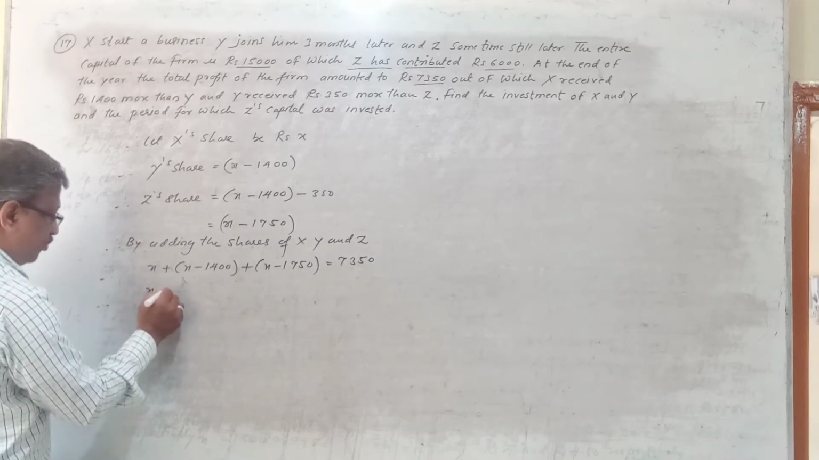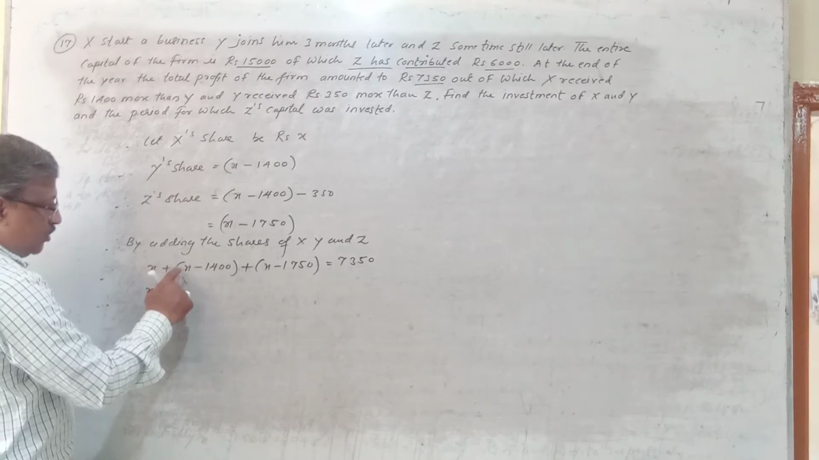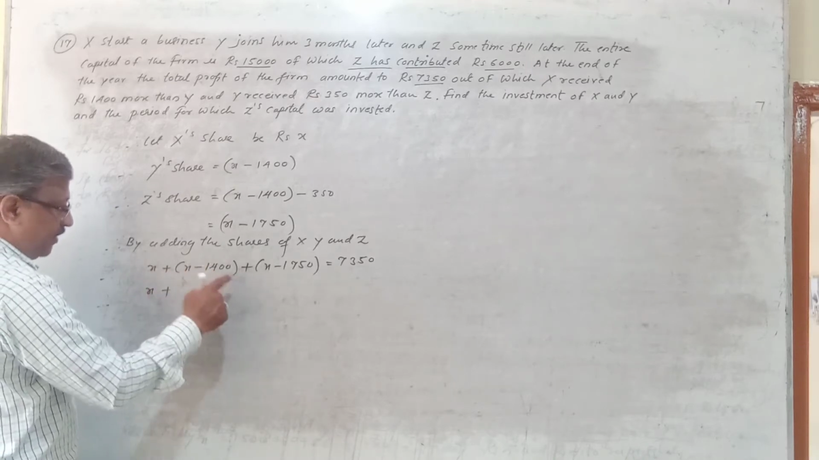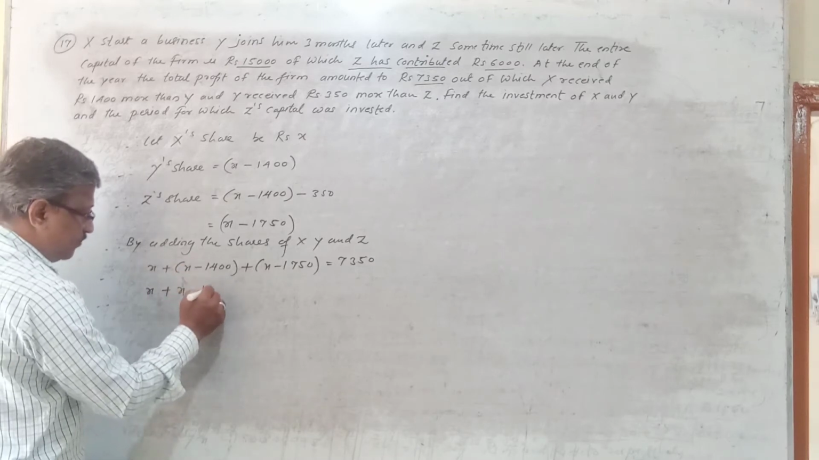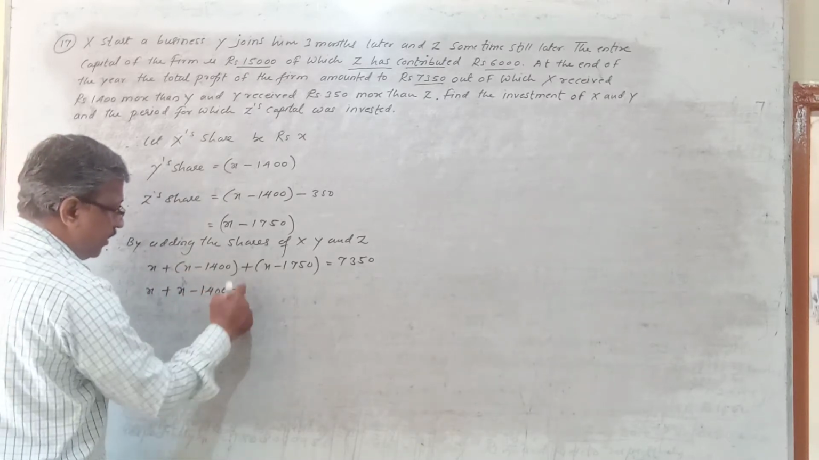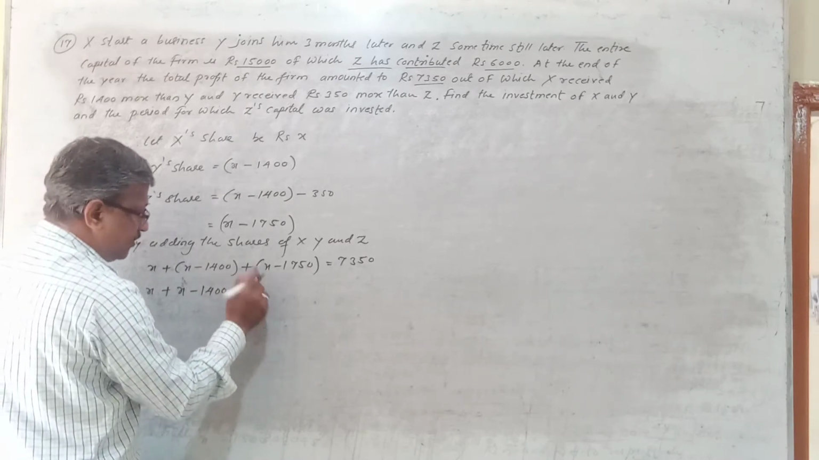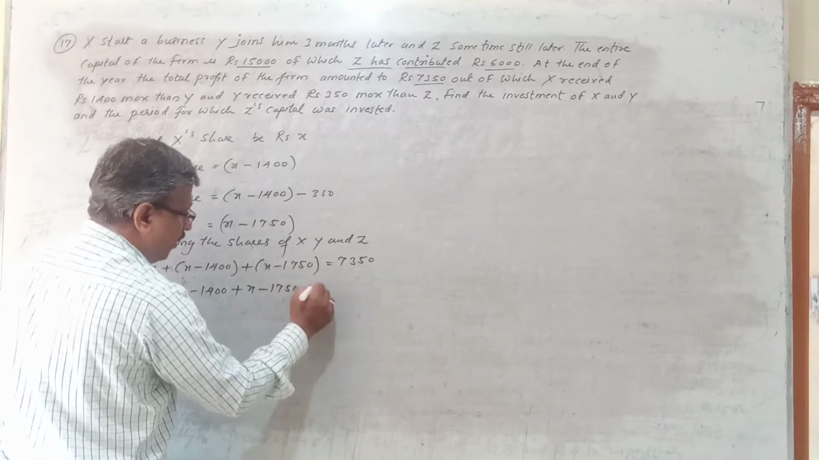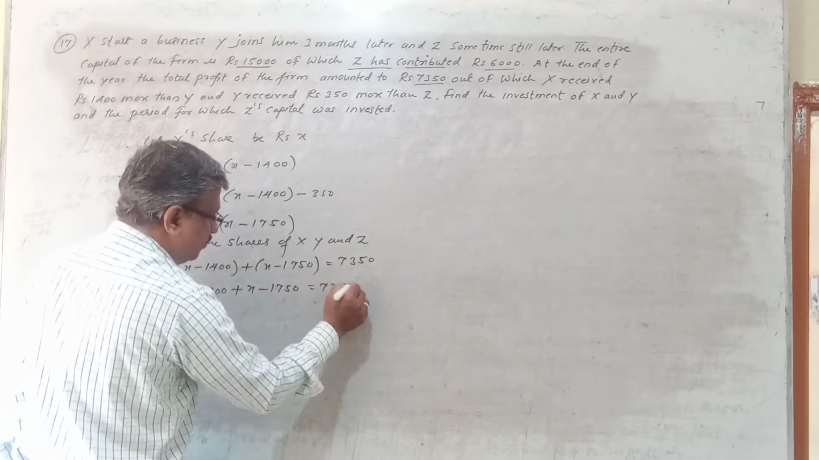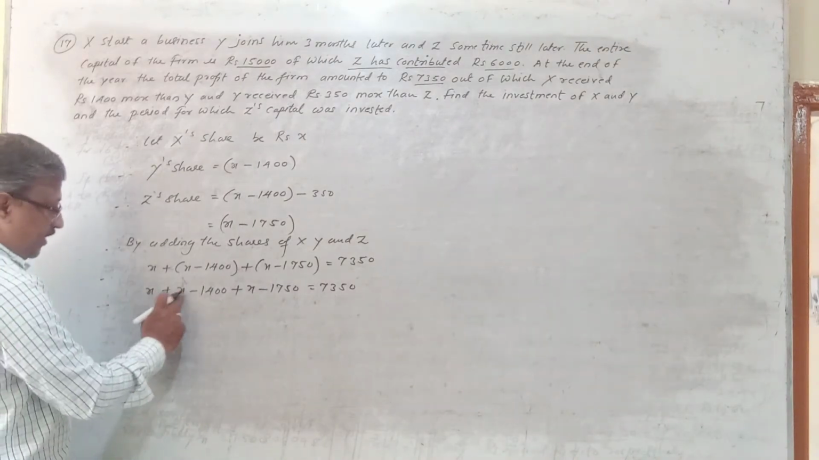So this X you keep it as it is. Now outside the bracket the sign is plus, so all signs inside the bracket will remain the same. Plus into plus X is plus X. Plus into minus is minus 1400. Plus into plus X is plus X. Plus into minus is minus 1750, equal to 7350.